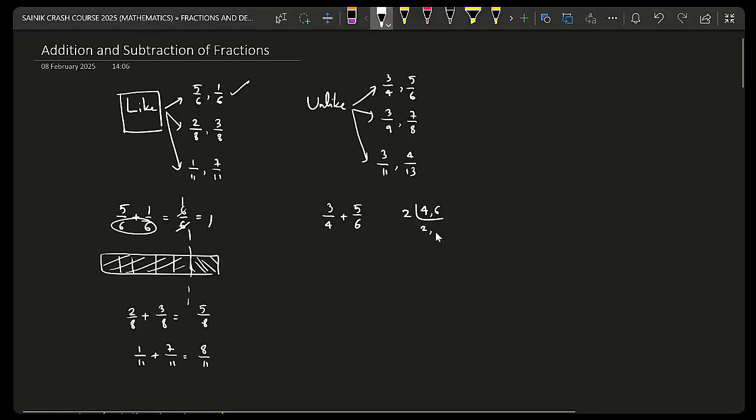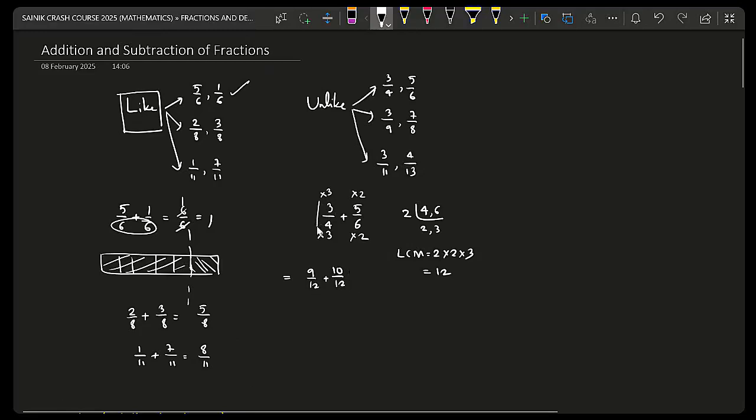2 2s are 4, 2 3s are 6. Now the LCM we got is 2 into 2 into 3, that is 2 2s are 4, 4 3s are 12. I want to convert both the denominators to 12. How can I convert 4 into 12? Just multiply by 3. In order to not change the value, because we multiplied the denominator by 3, the numerator also we should multiply by 3. And 6 I want to make it 12. Just multiply by 2, multiply by 2. Now you see here, 3 3s are 9 by 12. 5 2s are 10 by 12.